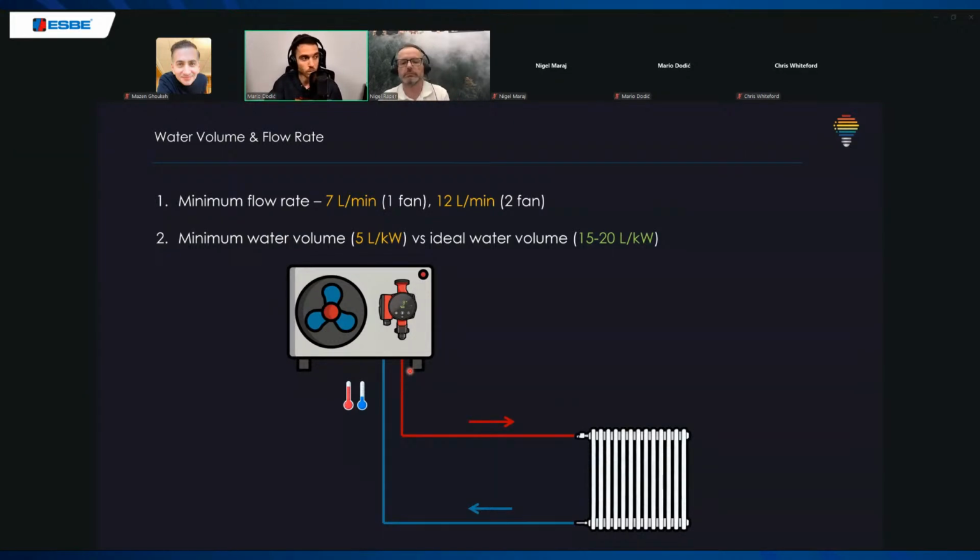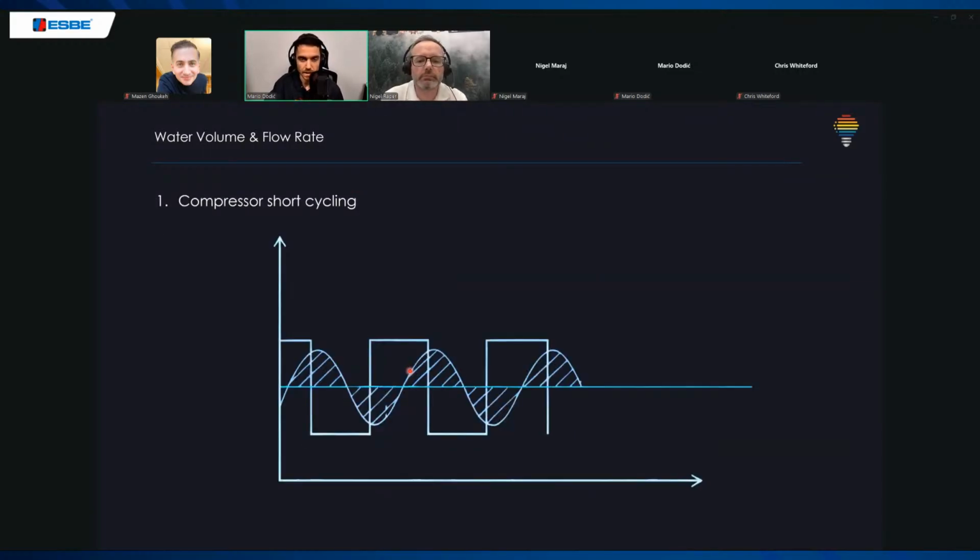Why are water volume and flow rate important? First part, you will usually see compressor short cycling. So it's usually fine, it's okay. We have short cycling at high outdoor temperatures, in autumn, in spring. But if we have short cycling in deep winter, it's not good.